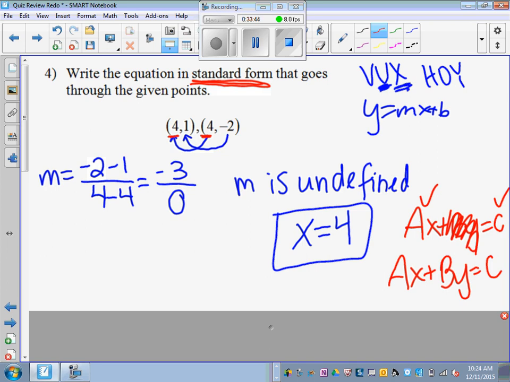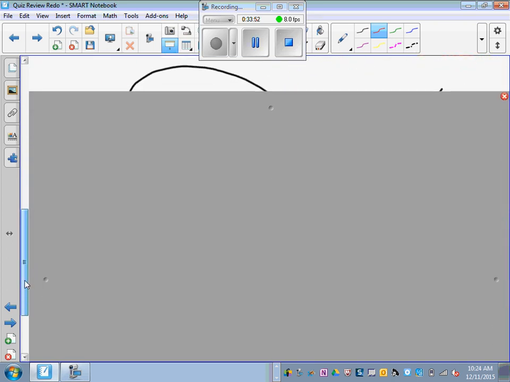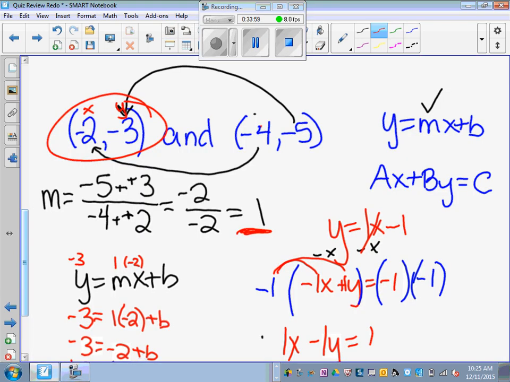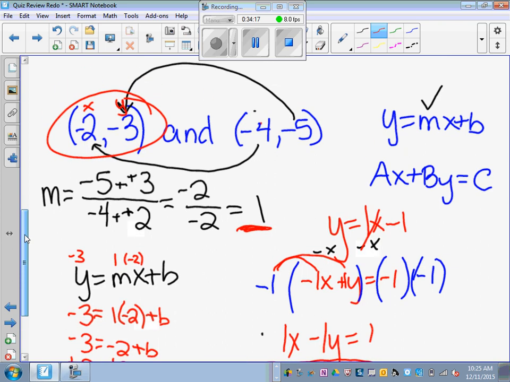What if you have a normal slope? That's what we just did, the one that had the normal slope. This is where we had a normal slope, and then we found b, so I can write it in normal form. So when you have 2 points that work nicely to give you an actual slope, then you find slope, then you find b, then you write your equation. I'm showing you a couple of special cases.